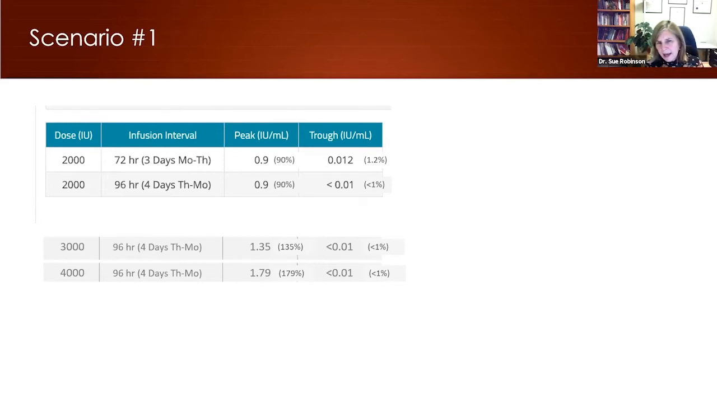Based on his half-life, his PK information, if he wants to be more than 1%, he is going to have to infuse more than those 2 times a week, or he's going to have to consider long acting.